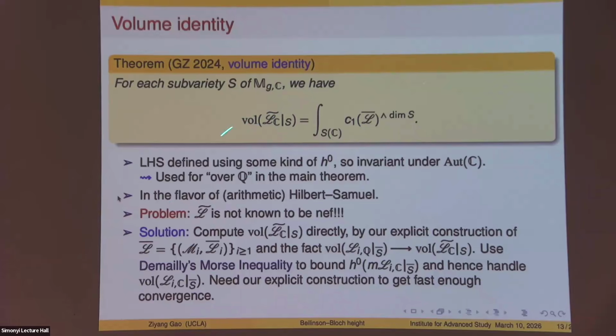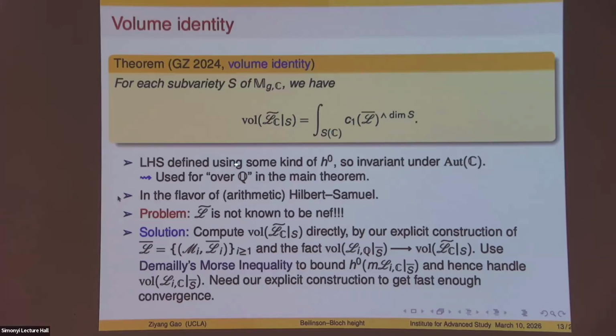First of all, we need to adapt everything to the non-projective case. So in this new theory, it is known that this volume is still the top self-intersection. That is fine. But we don't know whether this line bundle is nef or not. We don't know. So we cannot apply things like Hilbert-Samuel to link the top self-intersection with this integral. And in our paper, we proved this directly without using top self-intersection.